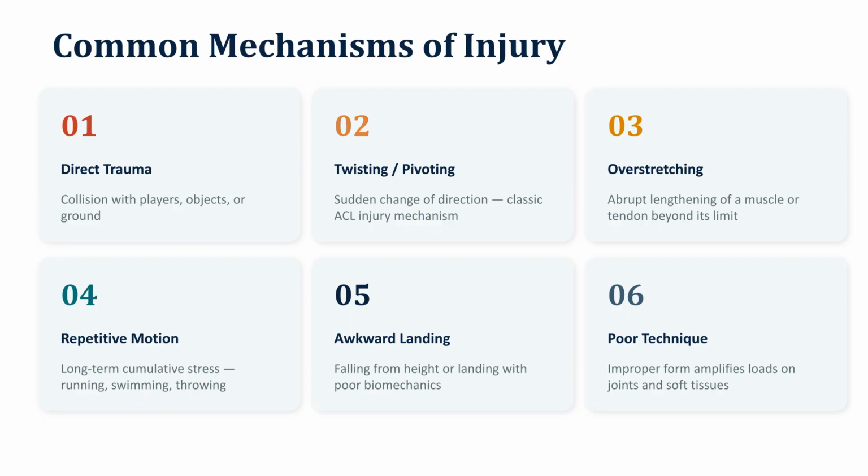Fourth, repetitive motion, long-term cumulative stress from activities like running, swimming, or throwing. And fifth, awkward landing, falling from height or landing with poor biomechanics. Understanding the mechanism is the single most useful clue in your history. If you know how it happened, you'll often know what's injured before you even examine the patient.